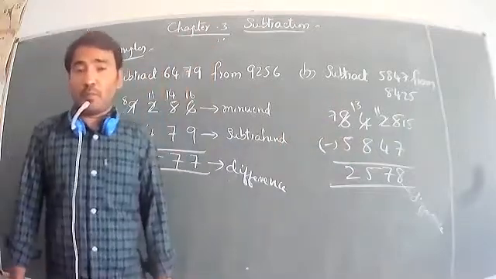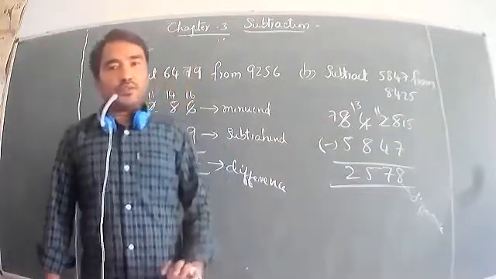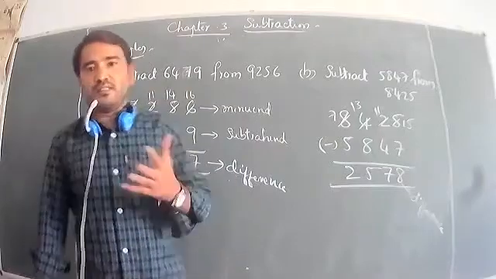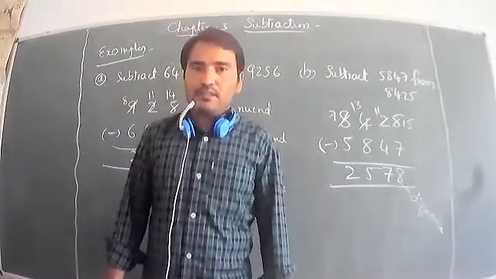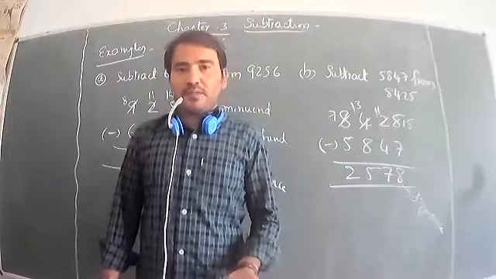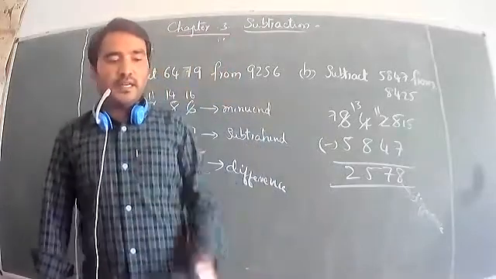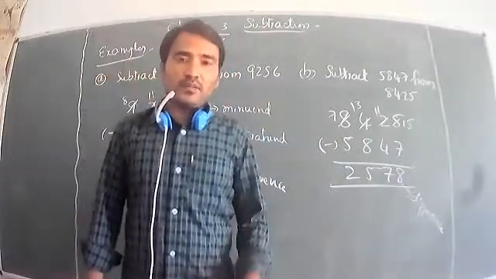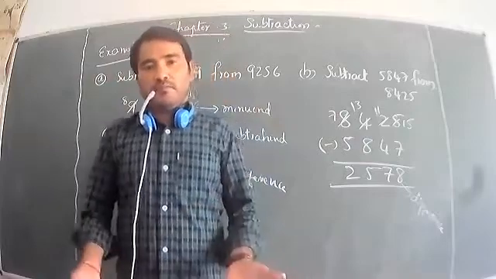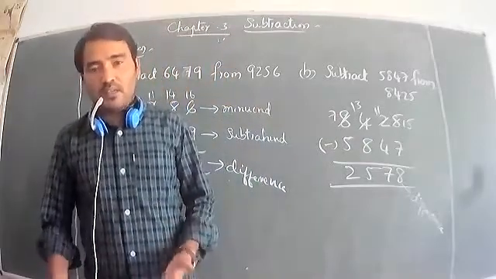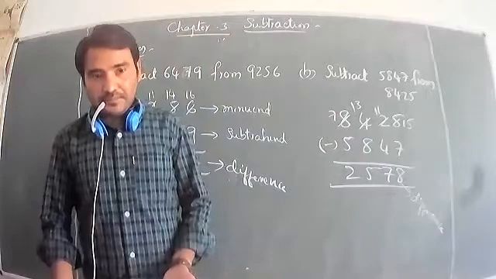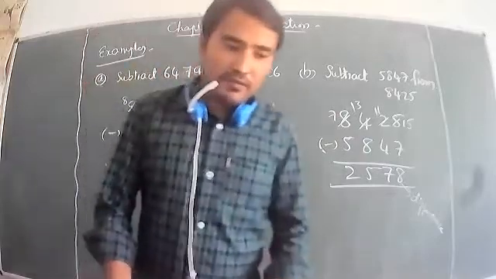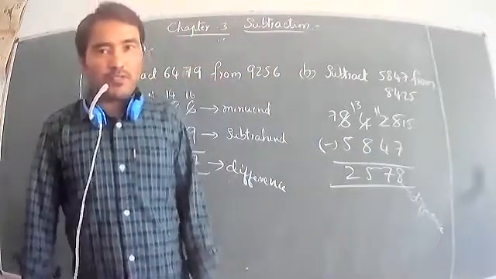Okay. You know the properties of subtraction. Subtract 0 from any number, the answer is itself. 0 can be subtracted from any number, the answer is itself. Now 1 can be subtracted from any number, the answer is the number before it. That is called the predecessor. So these are the properties of subtraction.